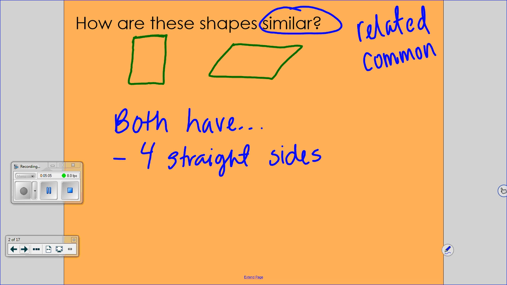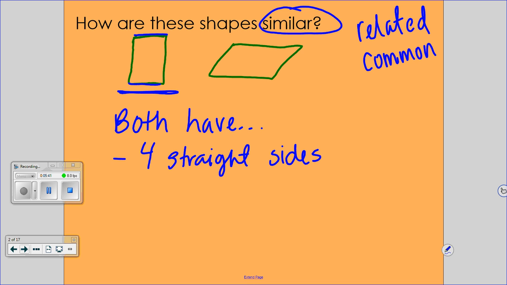What else do these two shapes have in common? Piper? They're rectangles. They are not both rectangles. Nope. They're parallel. They have two sets of parallel sides. Show me with your arms the parallel sides for this shape. So I have top and bottom are parallel.